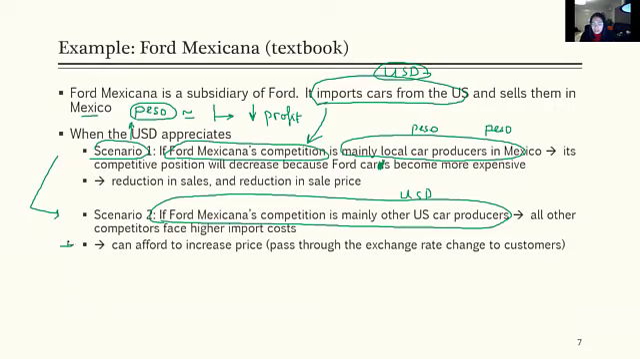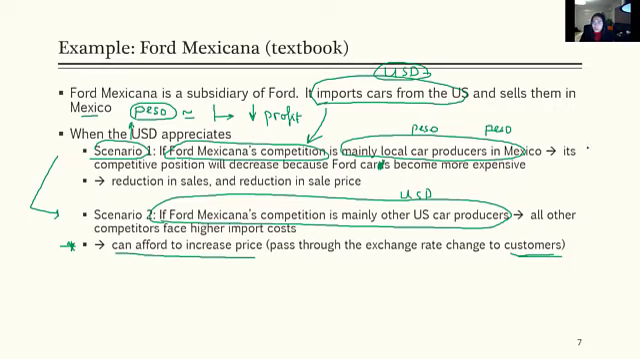Now, in the second scenario, the firm is in a better position because now they can afford to increase their price, right? If the other companies also do the same. In other words, in this case, the whole industry will pass through the exchange rate change to their customers, okay? So in the second scenario, everyone's competitiveness will be the same. The only people that get worse off are the customers, okay? Because they have to pay a higher price.